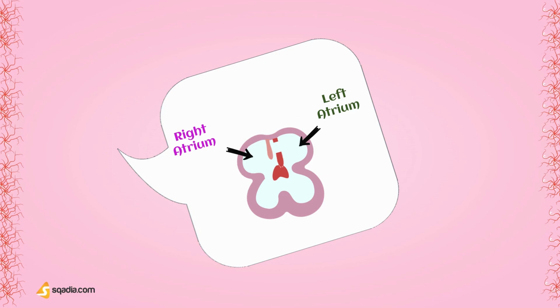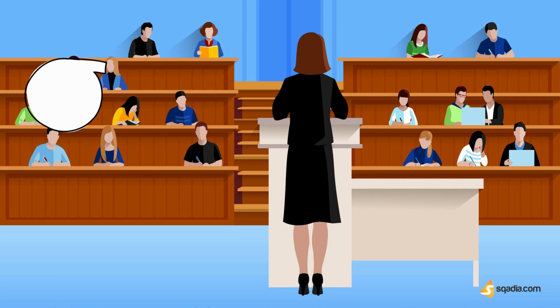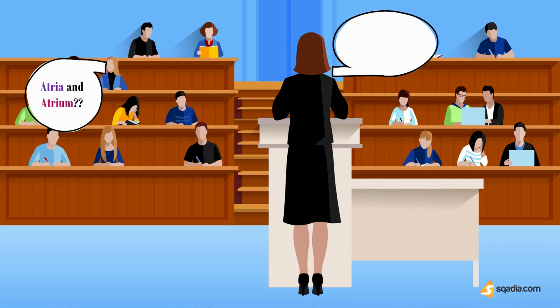Ma'am, I need to ask something. You are using two terms, atria and atrium. Are they the same? Atria and atrium aren't exactly the same, although they refer to the same anatomical structure. The difference is that the word atrium is the singular form of the structure, and atria is the plural form. An atrium is a chamber in a heart that receives blood either from the body or from the pulmonary system.